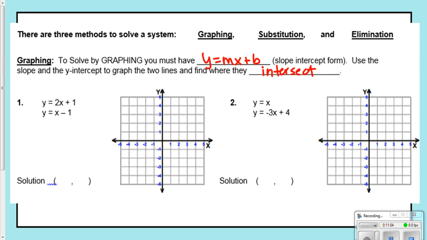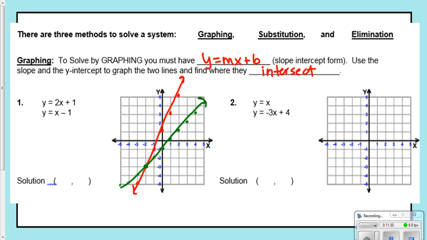So on number 1, y equals 2x plus 1. Here's my y-intercept, up 2 over 1, up 2 over 1. I'm going to go backwards here. I'm going to draw the line. Okay, there's my first equation. We do the second one. y equals x minus 1. Remember, if it's just an x, that means it's got a slope of 1. That's 1 over 1. Just like we've learned with our line projects. Ooh, there's a point right there.